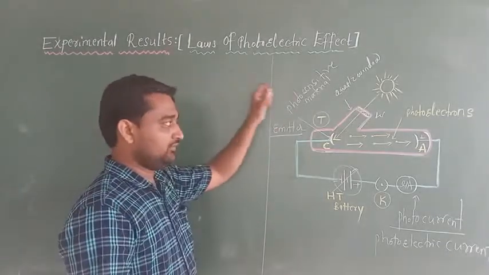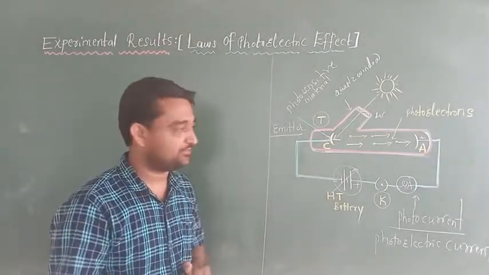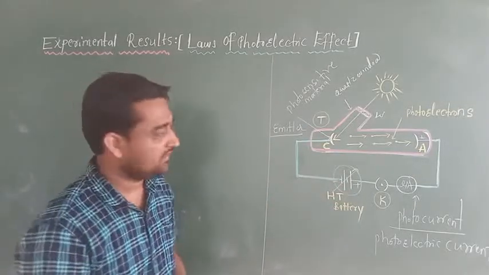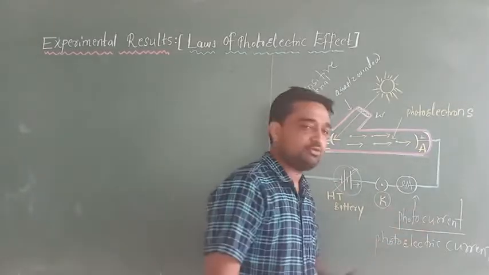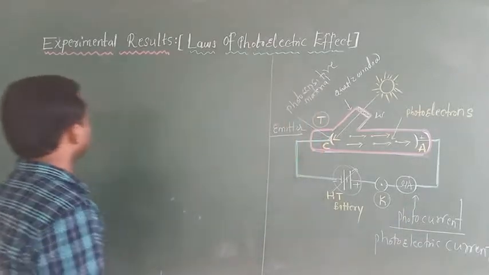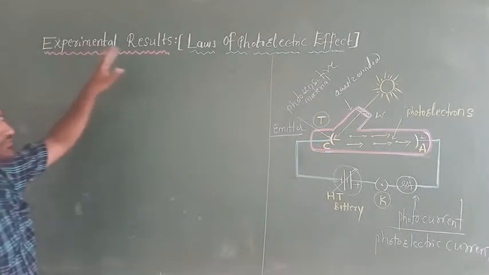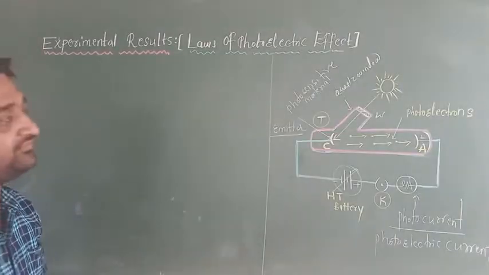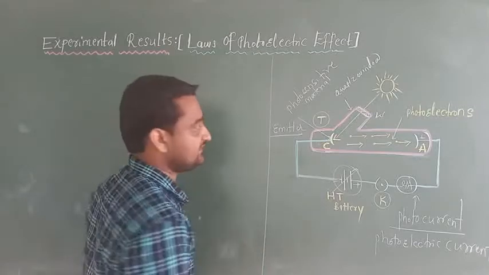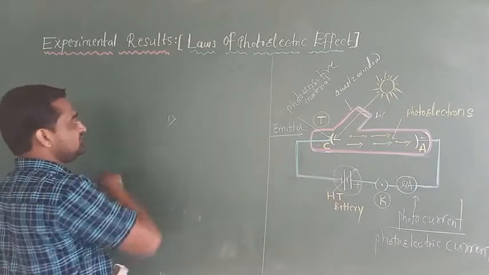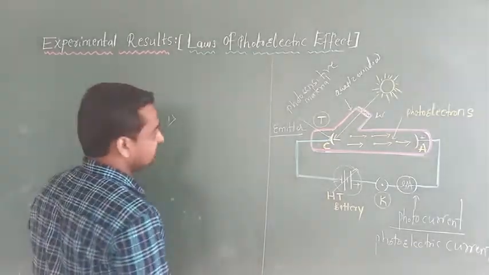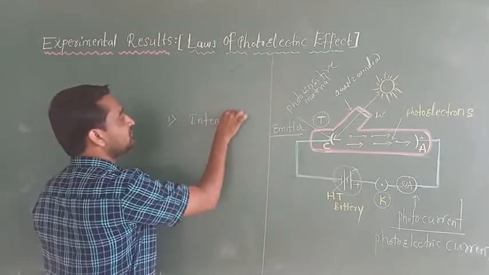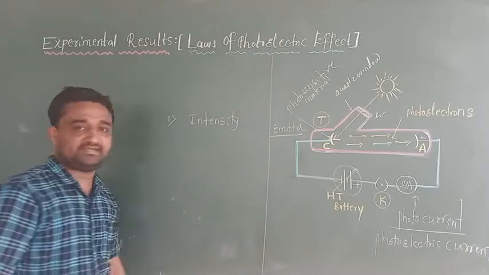Now, we have studied the experimental arrangement, how the photoelectric effect phenomenon takes place, and how we are getting the photocurrent. Now we have to study the experimental results, that is, the laws of photoelectric effect: how the photocurrent depends on the intensity of incident radiation.